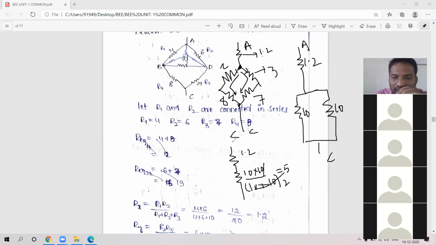Check it, all of you. I am getting 5. This is position A, this is position C. Now you see how these two are connected. A and C are in series. Series means I am going to get only one resistor. 1.2 plus 5 is 6.2. This is the answer, 6.2 ohms.